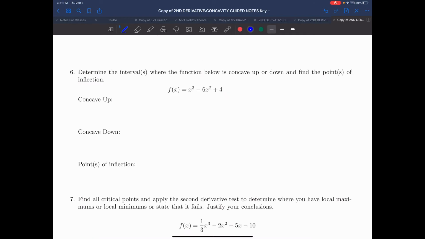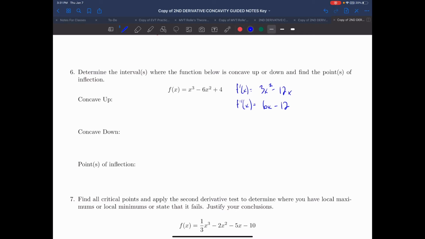So here's our first example. It says determine the intervals where the function below is concave up or down and find the points of inflection. Okay, so this is all about the second derivative test. So let's take derivatives. F prime of x is 3x squared minus 12x. And then f double prime of x is 6x minus 12.